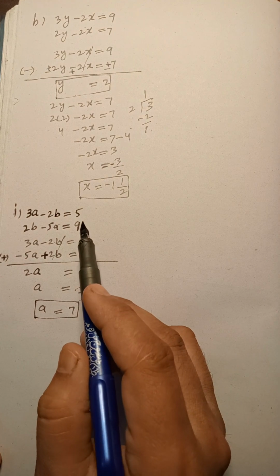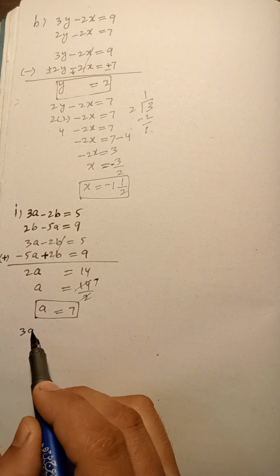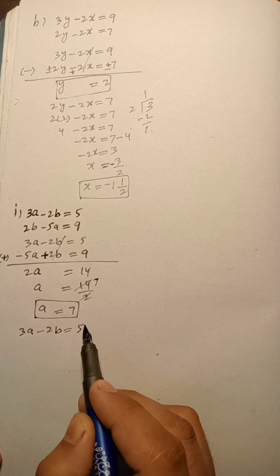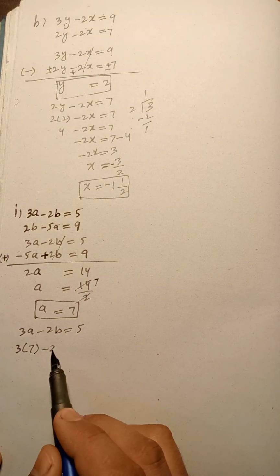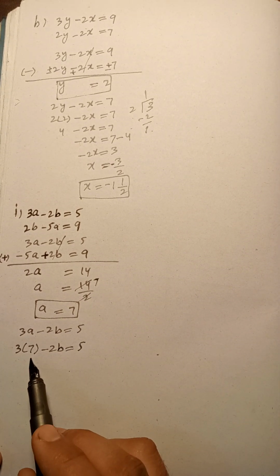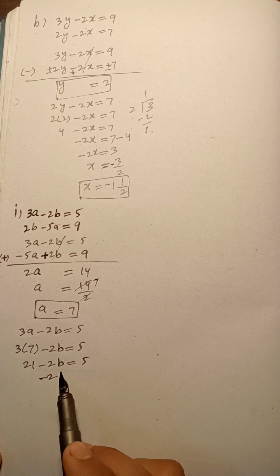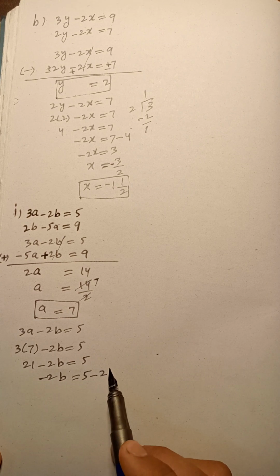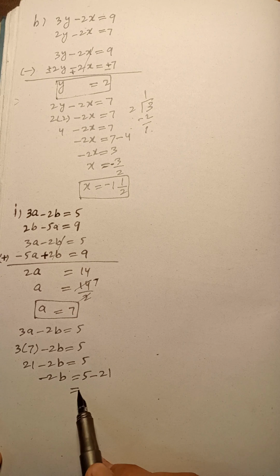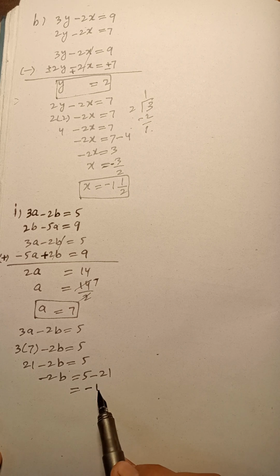Now for b, take any equation from this or from this. I am taking the first equation, 3a minus 2b is equal to 5. Write 7 for a here. 7 3s are 21, minus 2b is equal to 5, and 21 will be carried to the other side. This is plus 21, it will become minus 21. Now due to different signs, we will subtract. From 21 remove 5, the answer is 16, and it will be minus 16 because the bigger term is the one with the negative sign.